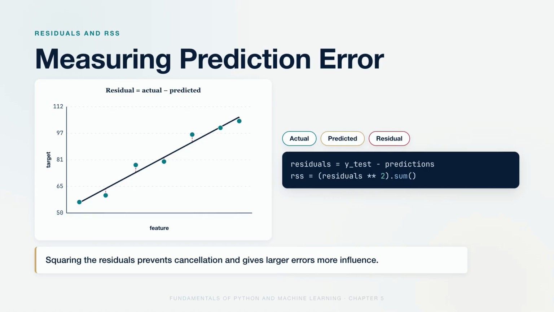A smaller RSS generally means that the predictions are closer to the observed values for the dataset. However, RSS depends on the scale and number of observations, so it's not always convenient for comparing unrelated datasets. This is one reason we also use other evaluation measures.